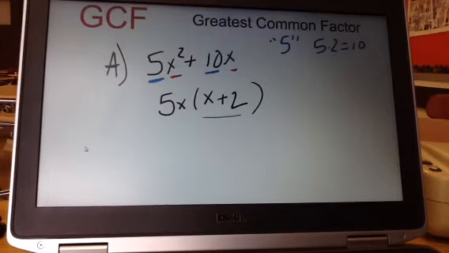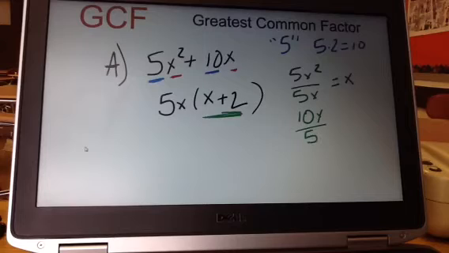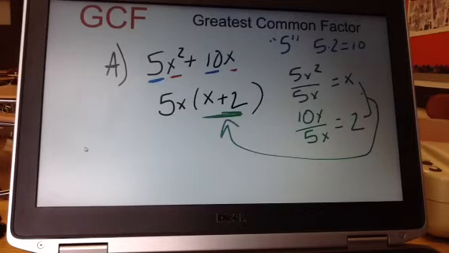Now you might be wondering where these numbers come from. If I was to take 5x squared and divide it by 5x, I get x. And if I was to take 10x and divide it by 5x, I would get 2. So both of these numbers wind up in my binomial. As far as GCF goes, there are many different ways to do GCF.